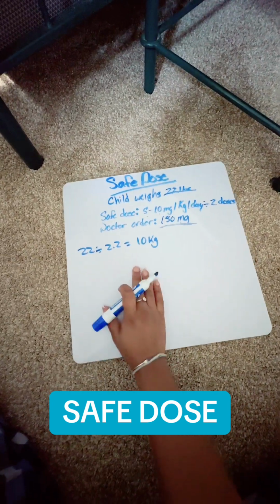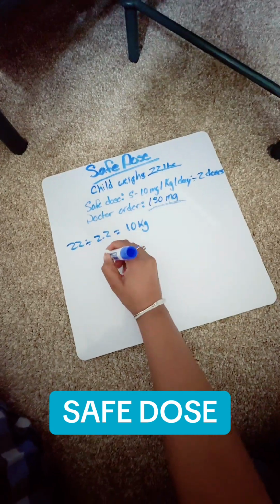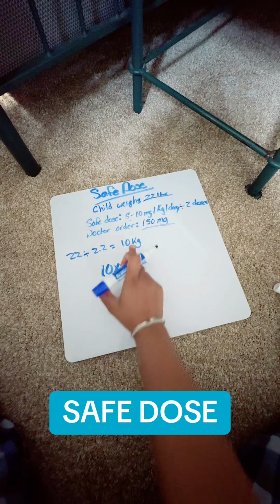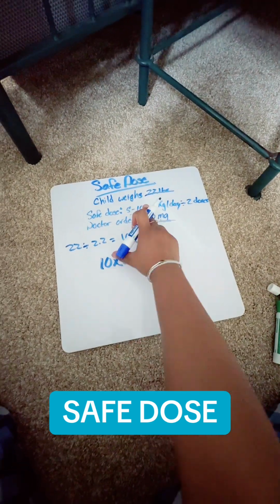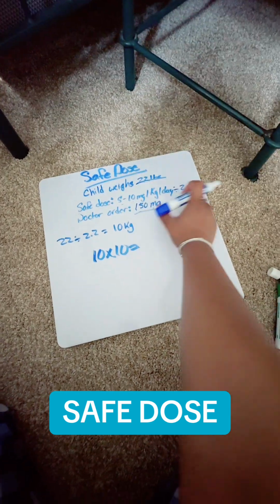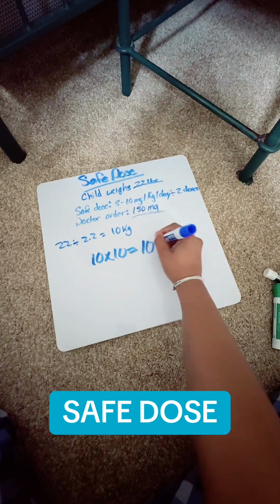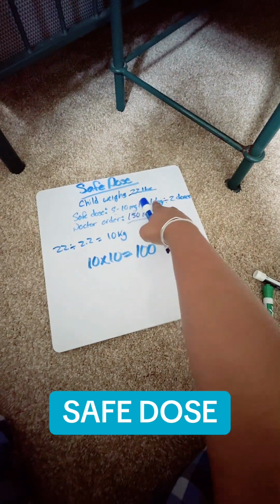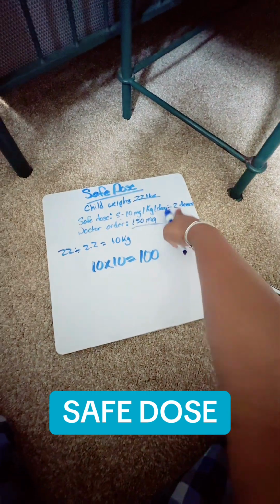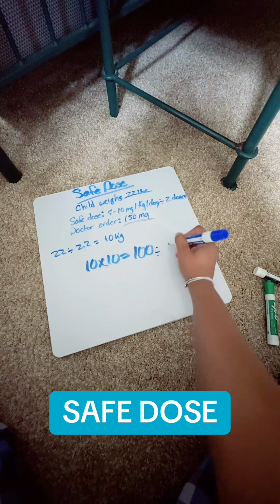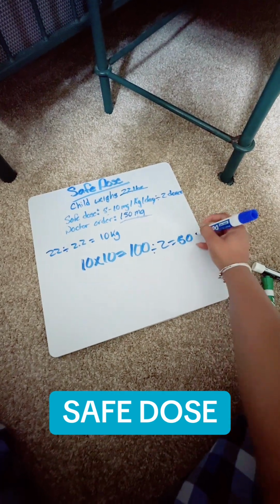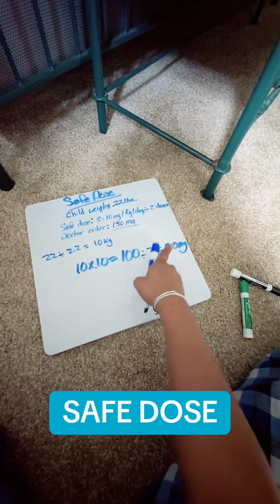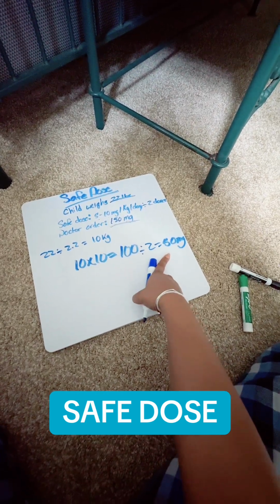So since we're starting off with the highest, we're going to do 10 times 10. I did 10 because we got 10 mg's, and then 10 for the kgs because it's 10 mg's per kg per day divided into 2. 10 times 10 is 100. If it was one day, if it just said 10 mg's per kg per day, then you would keep just 100. But since it says divided into 2, we're going to divide it. So divided by 2, 50 mg's. So the highest safe dose is 50 mg's twice a day.